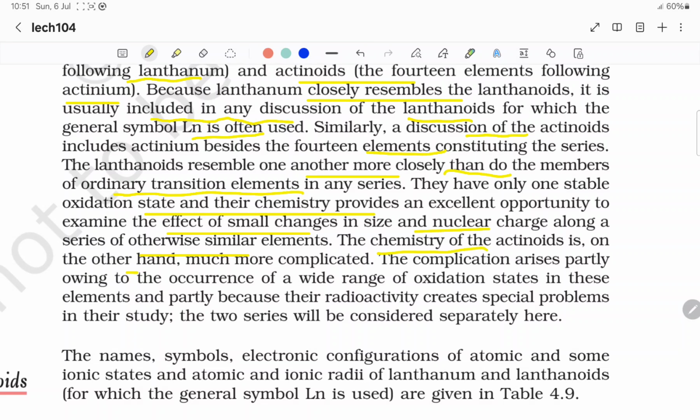The chemistry of the actinoids is, on the other hand, much more complicated. The complication arises partly owing to the occurrence of a wide range of oxidation states in these elements, and partly because their radioactivity creates special problems in their study. The two series will be considered separately here.